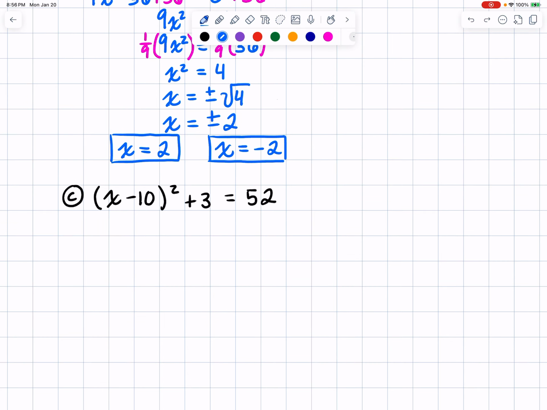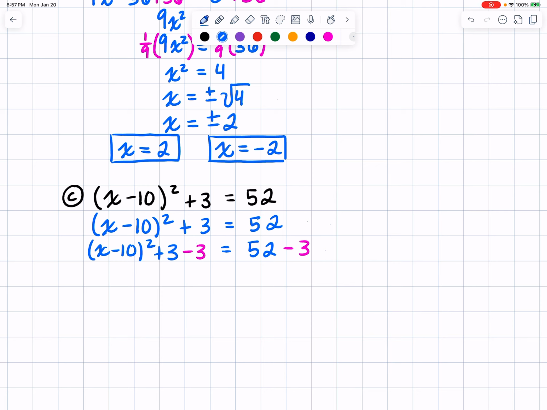Instead of trying to get x squared by itself or just x by itself, we're going to try to get x minus 10 squared by itself. So let's rewrite the problem: x minus 10 squared plus 3 equals 52. First thing I want to do is get x minus 10, the quantity squared, alone. So I'm going to subtract 3 from both sides, and I get x minus 10 squared plus 3 minus 3 equals 52 minus 3.